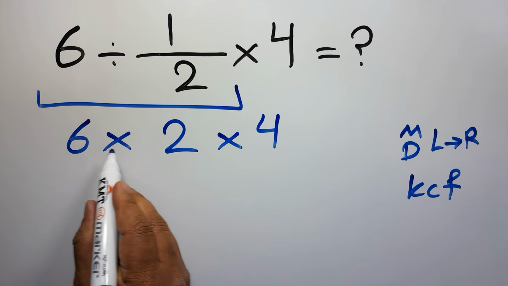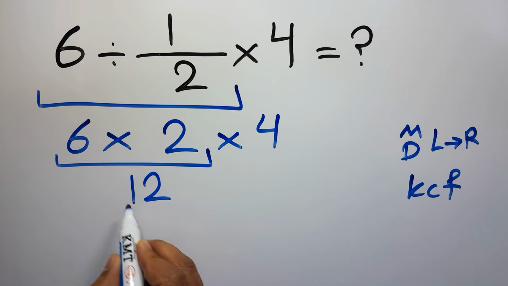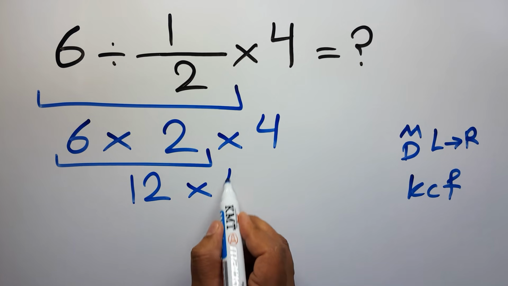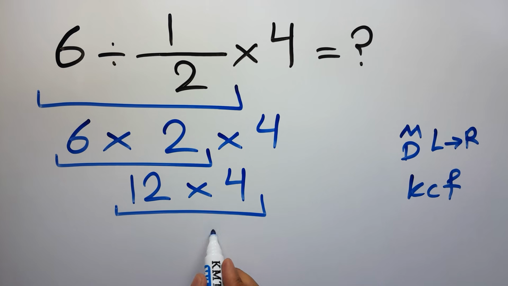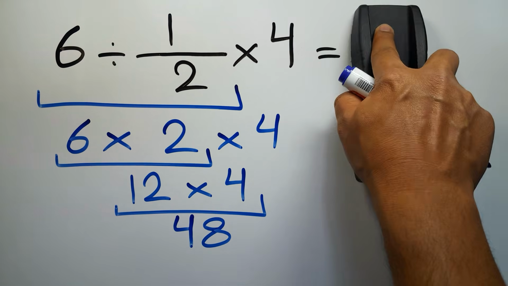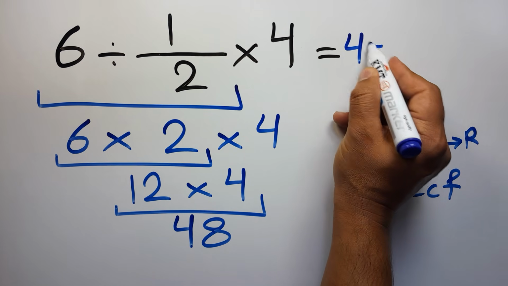Okay? 6 times 2 gives us 12. So we have 12 times 4. Okay? 4 times 2 gives us 8, and 4 times 1 is just 4. So we have 48. And this is our final answer to this problem. The correct answer is 48.